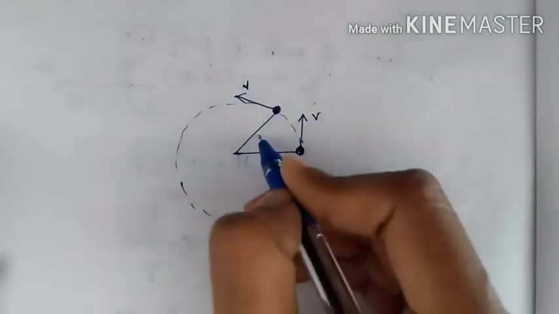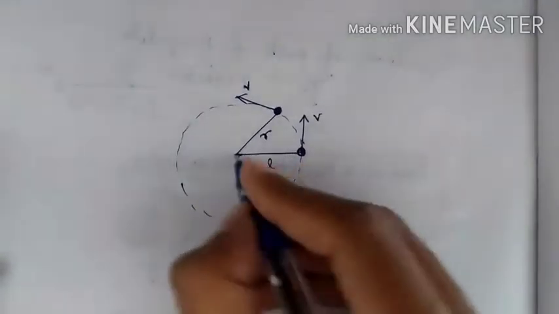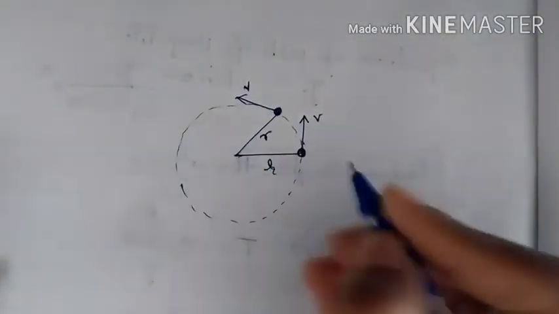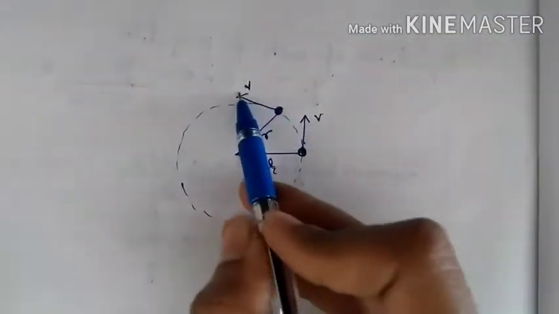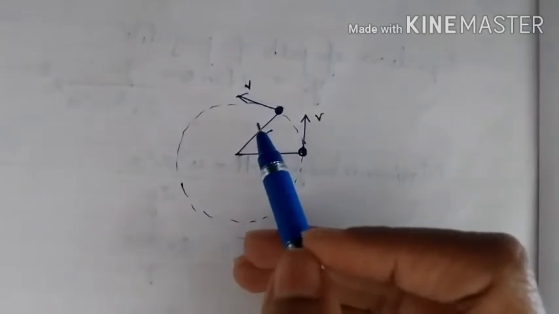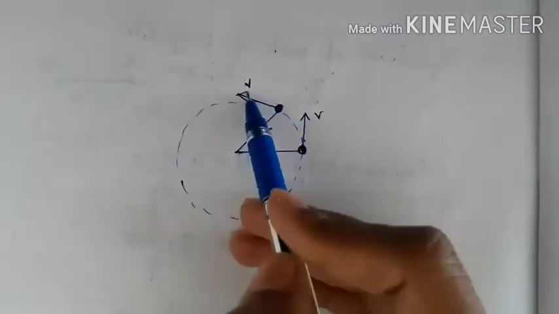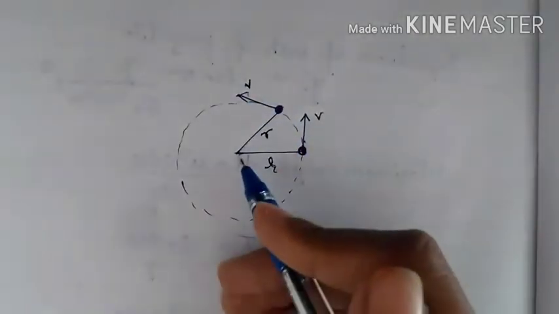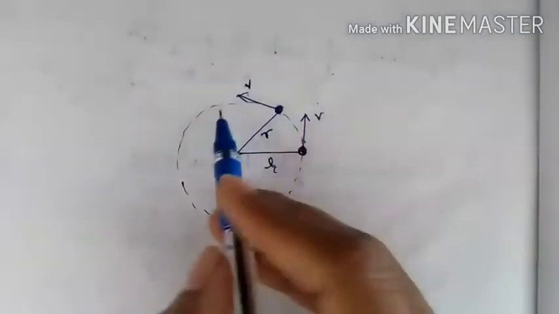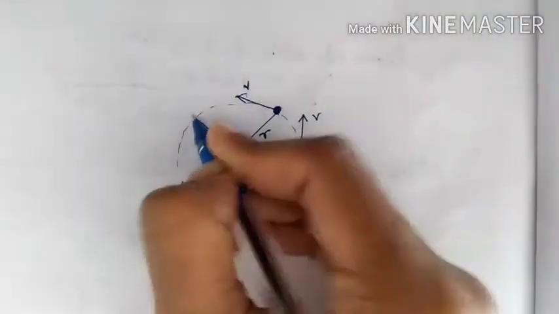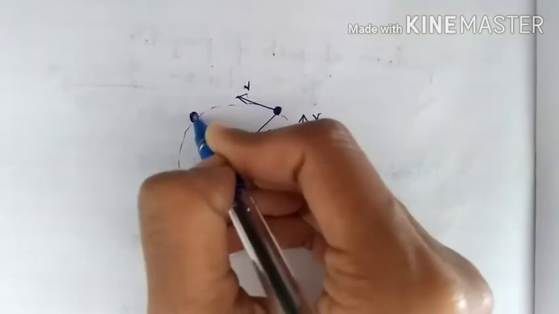So this can be the radius of the circle, r, and this direction is the velocity direction. Always the velocity will be perpendicular to r. So at every point the ball is changing its direction.